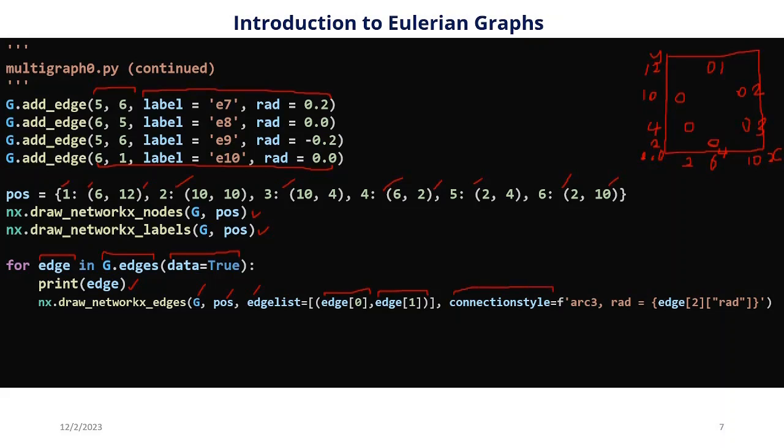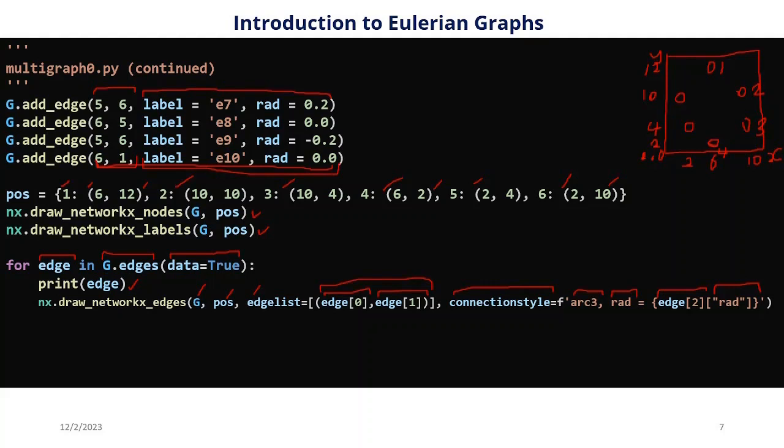So we are going to use arc3, and then specify the radius. The radius is coming from the same parameter you have here. So we say edge 2 rad. So what happens is, whenever you return edges, the first two nodes are given as the first two items. In fact, it's going to be two nodes that an edge connects. They are given as the first two items. And then the third item contains whatever parameter you define.